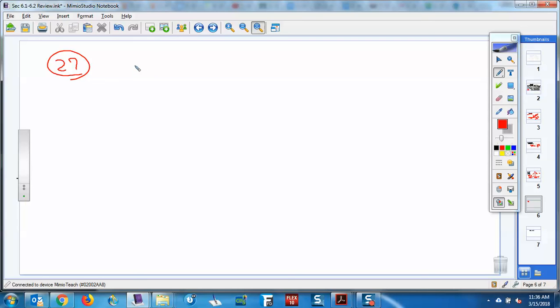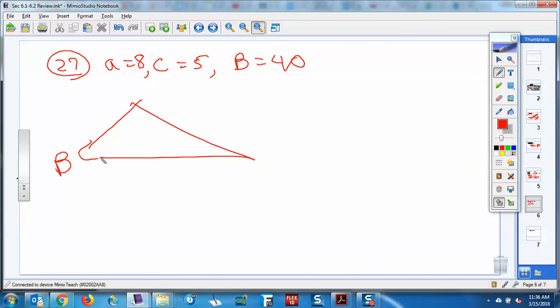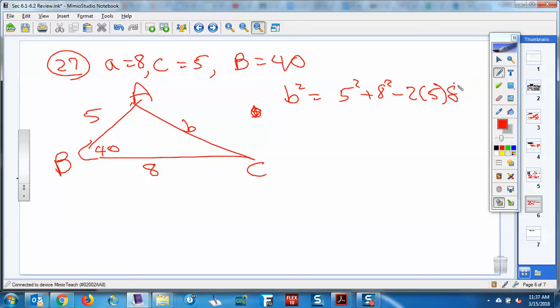I got it. So you got A equals 8, C equals 5, and B equals 40. That one? Okay, so here's B, 40, that's the angle. So it doesn't matter where A and C are. So A would be 8, C would be 5. So side angle side, we're doing law of cosines, right? So you did, this is B. So you did B squared equals 5 squared... This is the equation you're saying? Yeah. Minus 2 times 5 times 8 times cosine of 40. And what did you get for B?